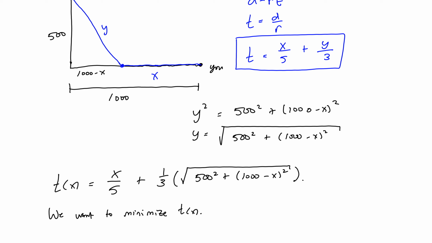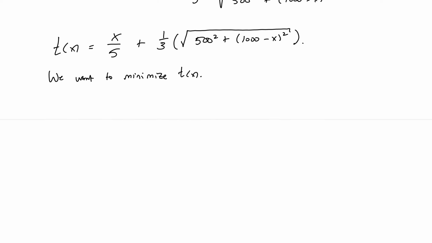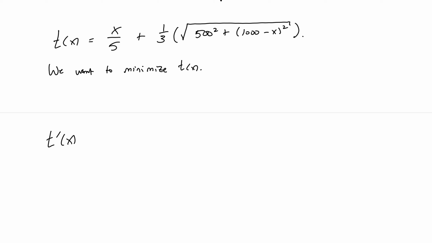Okay, so if we're going to minimize t, we need to take its derivative and find the critical points. So the derivative of the first term there is just going to be 1/5. And now for the second term, we're going to have to use chain rule. So I'm going to bring down the 1/2 from this, and I'm going to get a 1/6. And then what I'll have left over is the 500 squared plus 1,000 minus x squared, and then this will become a negative 1/2.